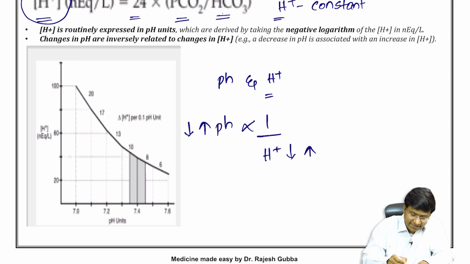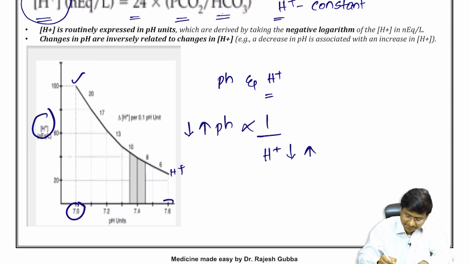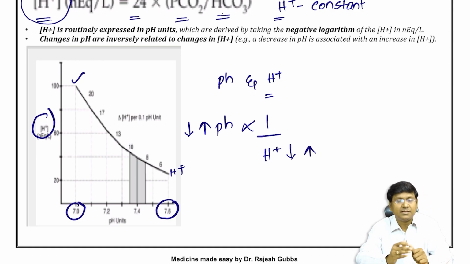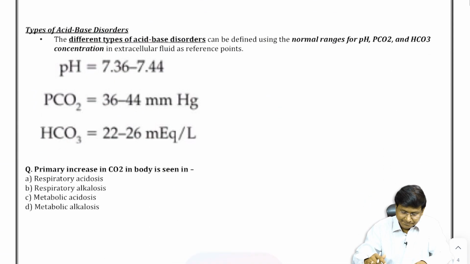At higher H plus ion concentration, the pH is on the lower side, whereas at lower H plus ion concentration, the pH is on the higher side, or in the sense the pH is increased. So that is the relation between the pH and the H plus ion concentration.